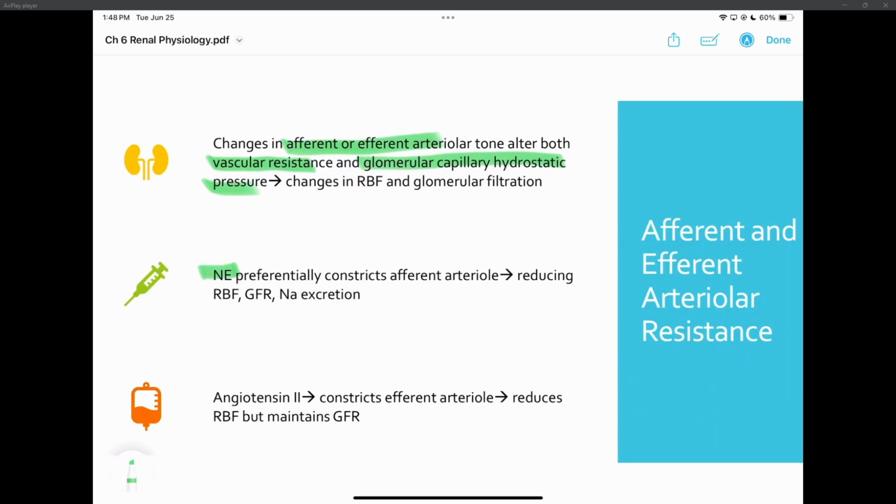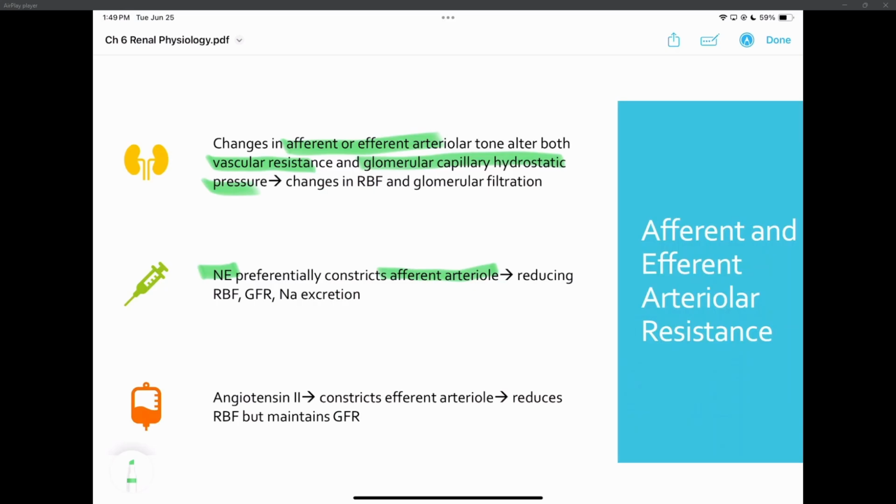Norepinephrine preferentially will constrict the afferent arteriole. Does that make sense? Go back to your fight or flight response when norepinephrine would come out. What are we trying to do? Fight or flight? Run away from something. Run away from a bear. Do we want the blood going to the kidney? No, we can shunt it away. So norepinephrine will act on the afferent arterioles and prevent blood from going into the kidneys, because then it will divert to your muscles, wherever it's got to go.